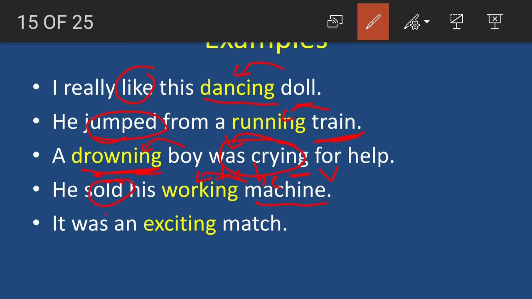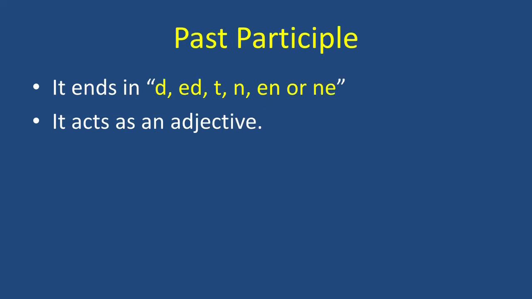It was an exciting match. So here the verb is was. Which match? Exciting. So exciting is a participle. Now let's move ahead with past participle.